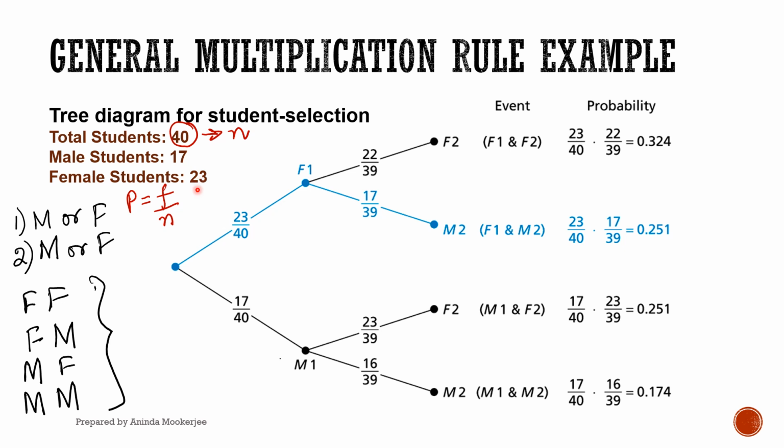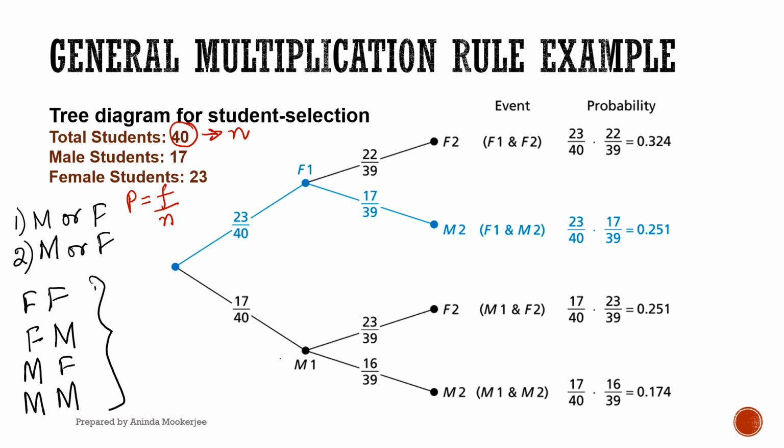There are 23 ways I could get a female. There were 23 names in my box, and if I drew a female's name, then it would be 23. Each female student had an equal chance of getting picked, correct? So F is 23 and then divided by 40.